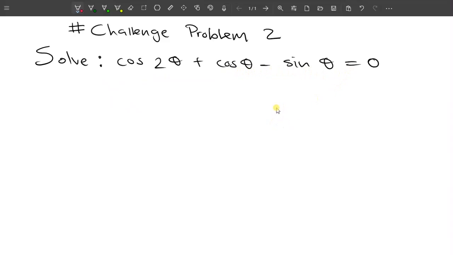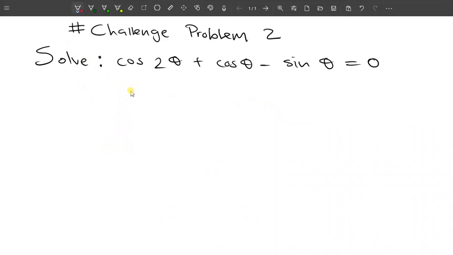I'll give you a moment to give it a go before you see how it's solved. You may pause the video and try to solve it, and then compare your solution after you've tried it yourself. Otherwise, let's get to it.